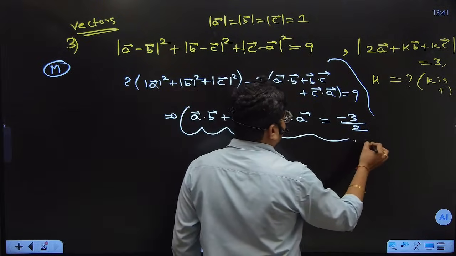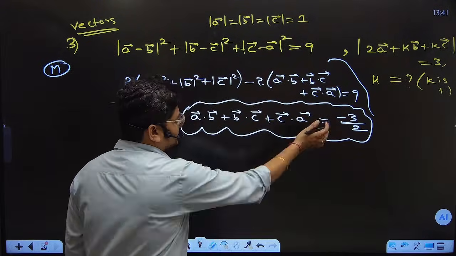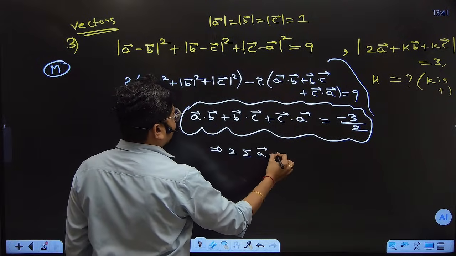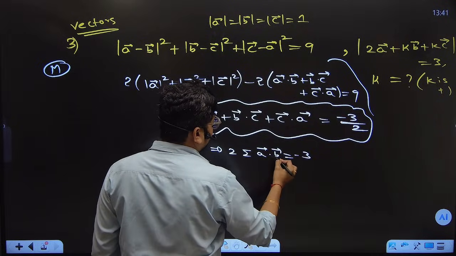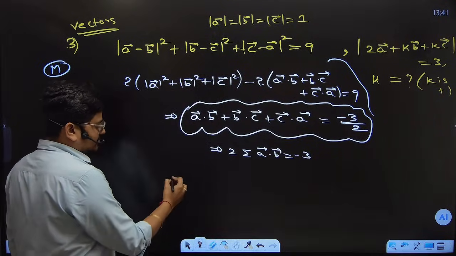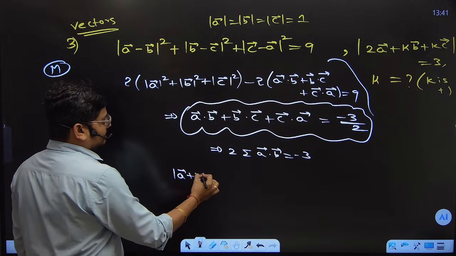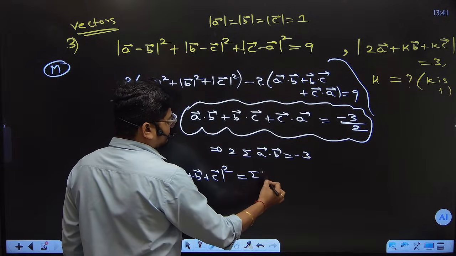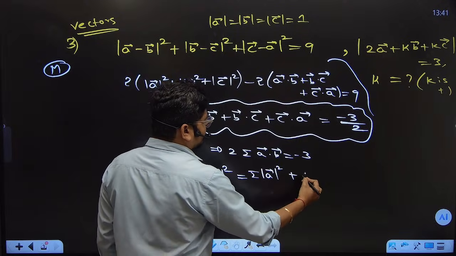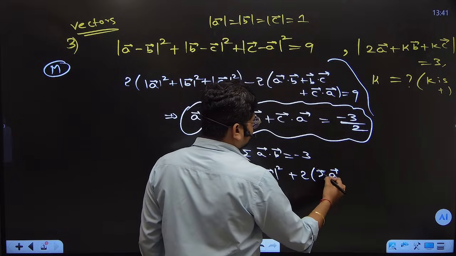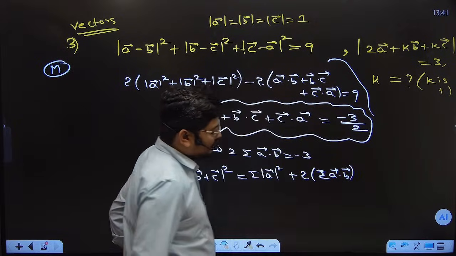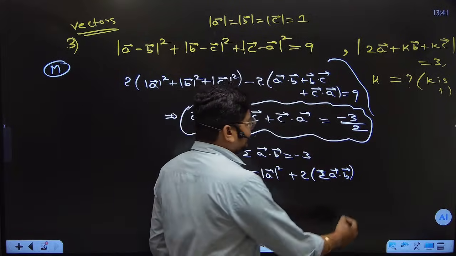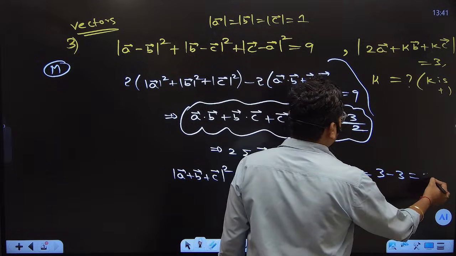Now with this, if I cross multiply it, I'll get 2 times sigma A dot B is minus 3, right? So in which formula will I get sigma A dot B? If I observe carefully, in the formula magnitude of A vector plus B vector plus C vector whole square, this is sigma of magnitude of A vector whole square plus 2 times sigma A dot B, isn't it? So if I replace 2 times sigma A dot B with minus 3, and this is 3, that means I'll be getting 3 minus 3, which is actually 0, right?